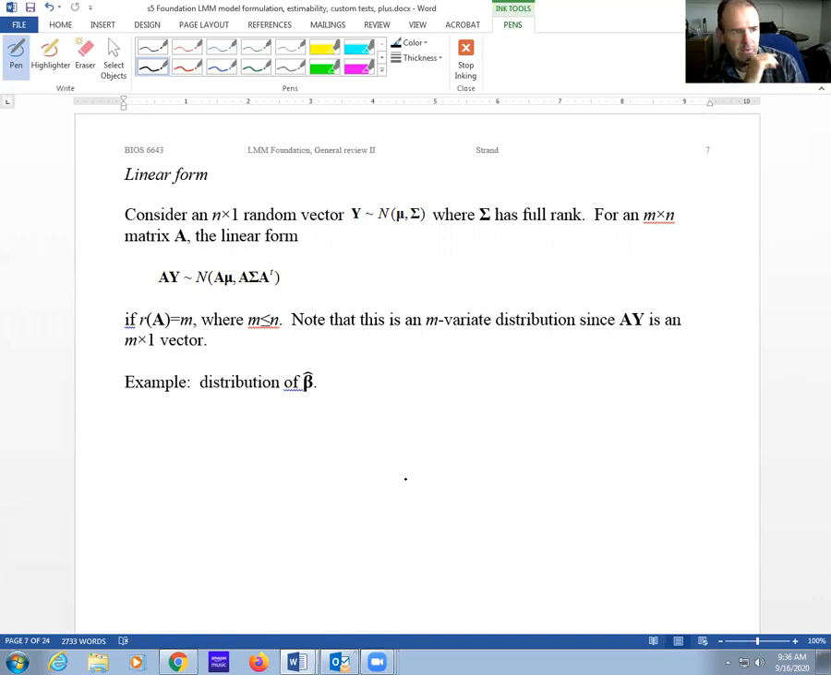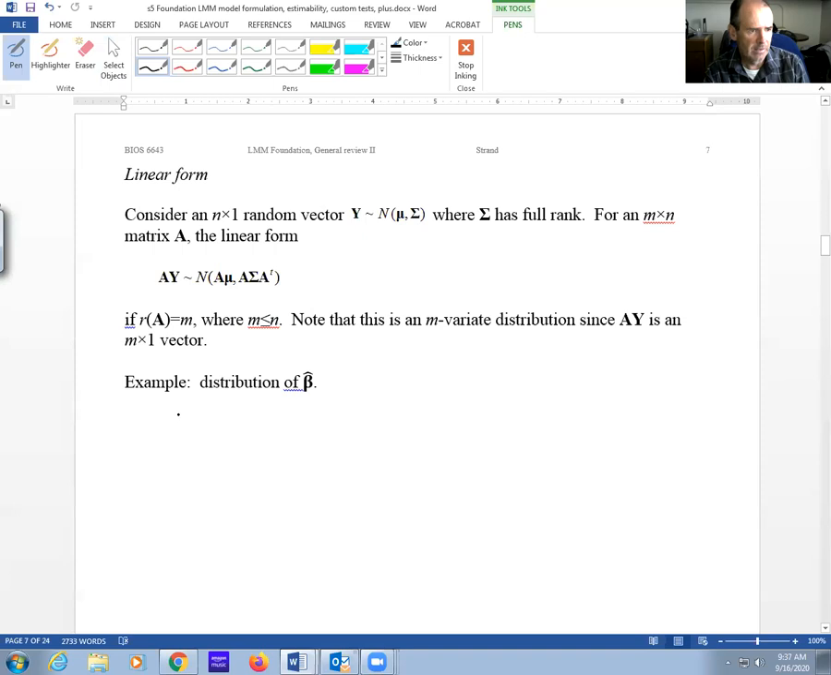I don't know if you talked about them in 6612, but if you have a multivariate normal distribution for y, so y is a vector with mean mu and some covariance matrix sigma, and you take a matrix A and multiply A times Y, that also has a normal distribution. The mean is A times mu, and the covariance matrix is A times sigma times A transpose. One quick way you can see this is useful is if we consider the estimator beta hat.